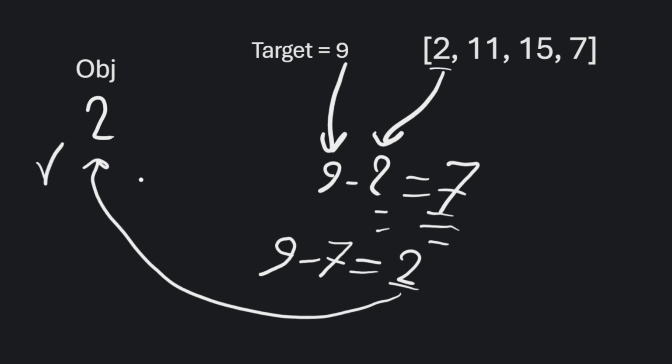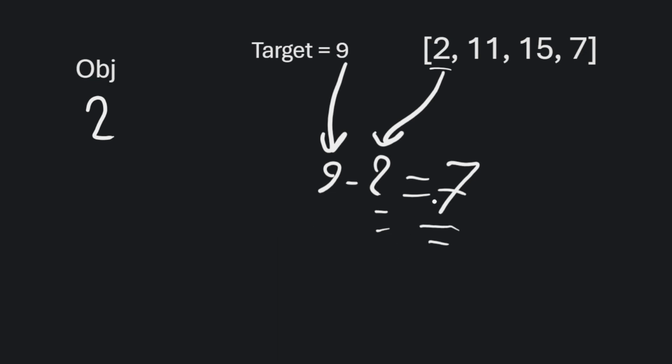That's why we store the current numbers in the object, so that in the future, if their complementary numbers exist, we can just return the current number and its complementary. Let's keep tracing this algorithm so it becomes clearer how it works.